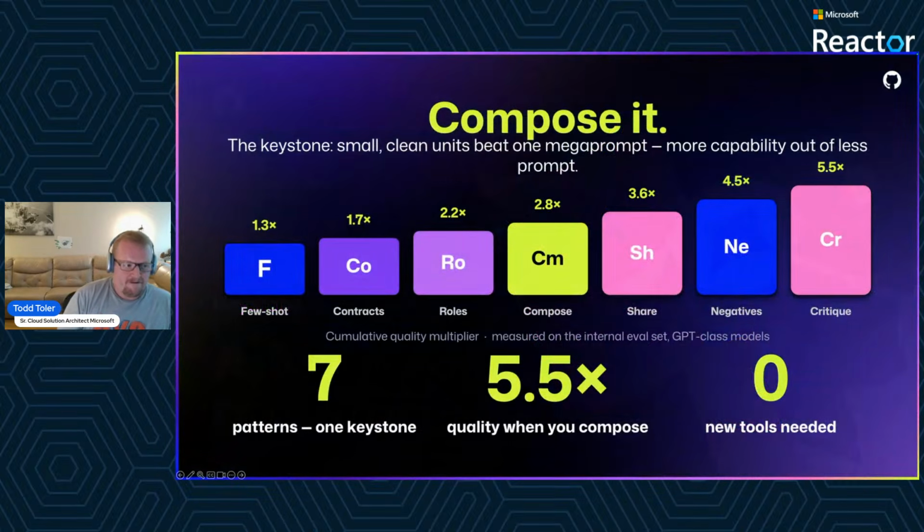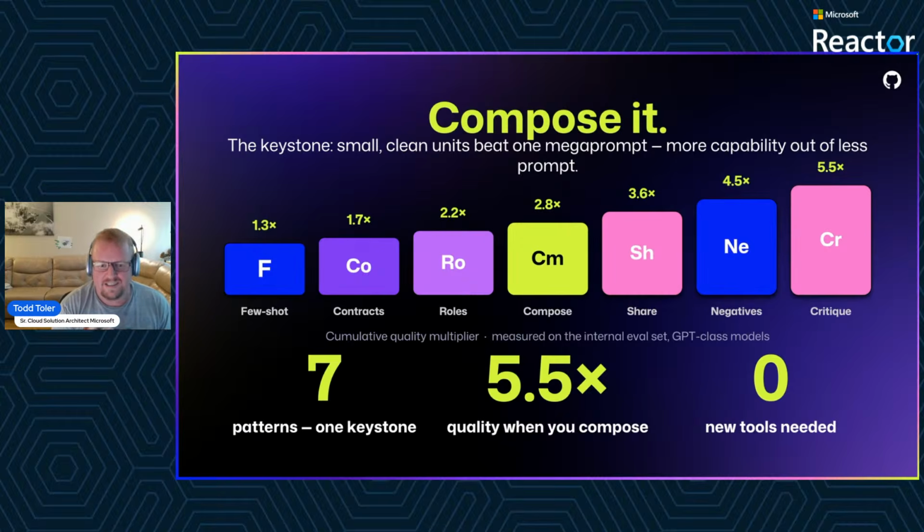Yep, okay. And so compose it, right? The keystone here, this is the instinct that we're trying to unlearn. When a task gets complicated, people write one big prompt, another paragraph, another rule, until it's an 800 token monster that does 5 things and breaks whenever you touch it. It's just not sustainable, right?